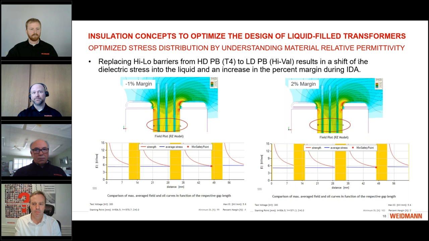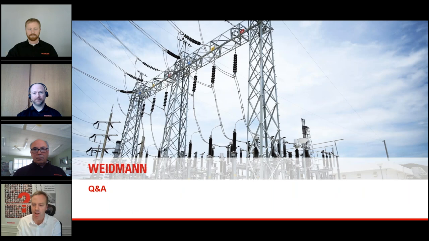Okay, thank you. Question about the use of paper by manufacturers. After Weidmann produces our paper, it's exported to a variety of manufacturers who control the installation process. Do we have any recommendations on how an end user may be able to determine that the insulation materials are applied correctly in the transformer design?